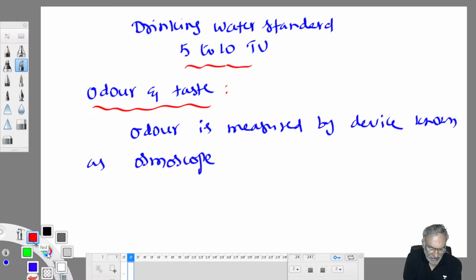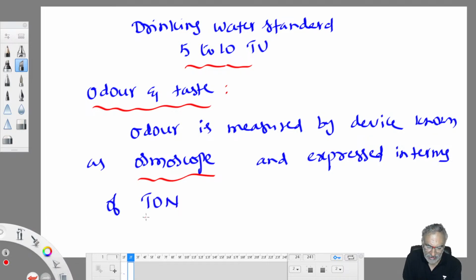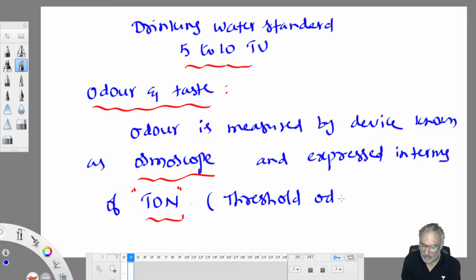The osmoscope is an inhaler kind of thing, and odor is expressed in terms of threshold odor number. So here there is a chance for a numerical. Wherever there is scope for a numerical, you need to focus more for the GATE exam, as we all know that GATE is more numerical oriented. TON stands for threshold odor number.